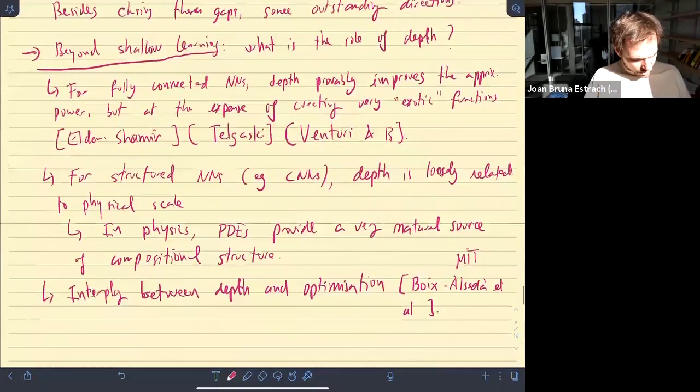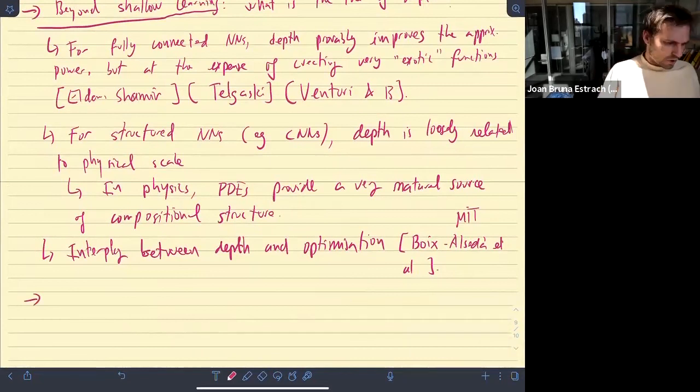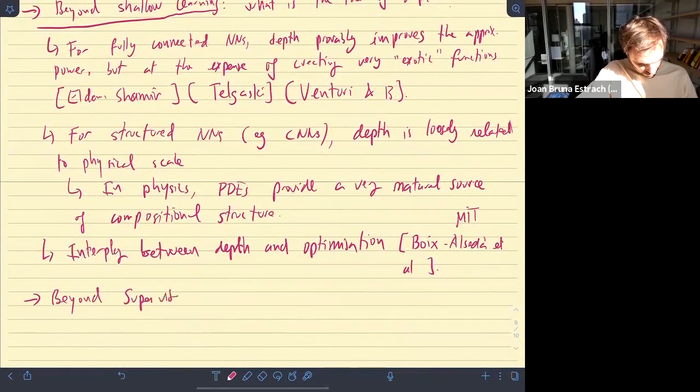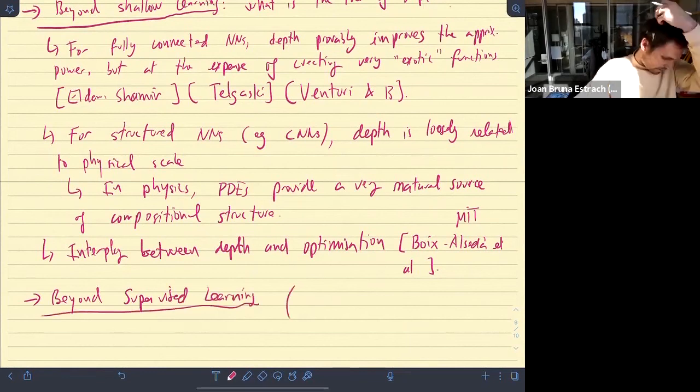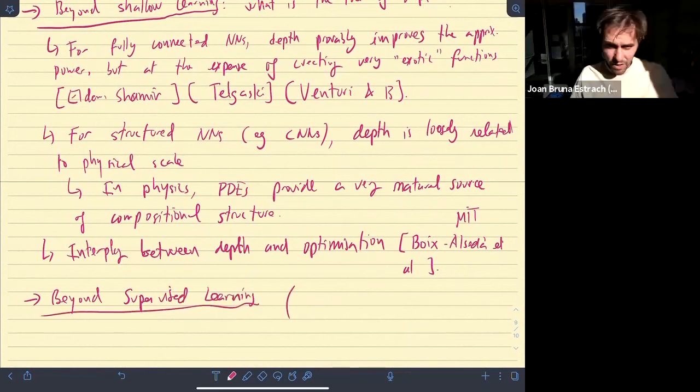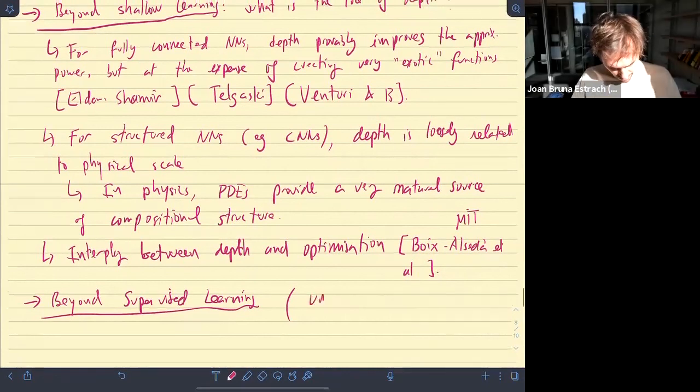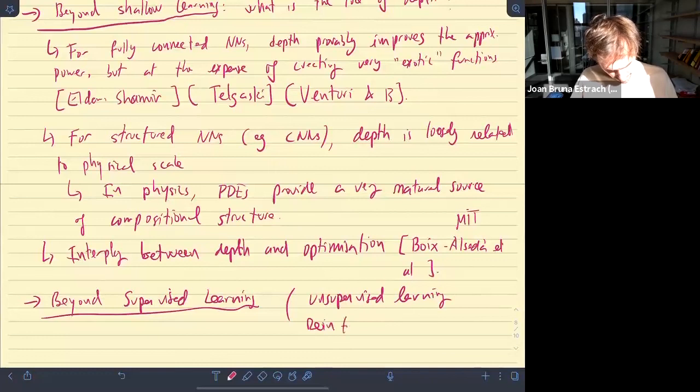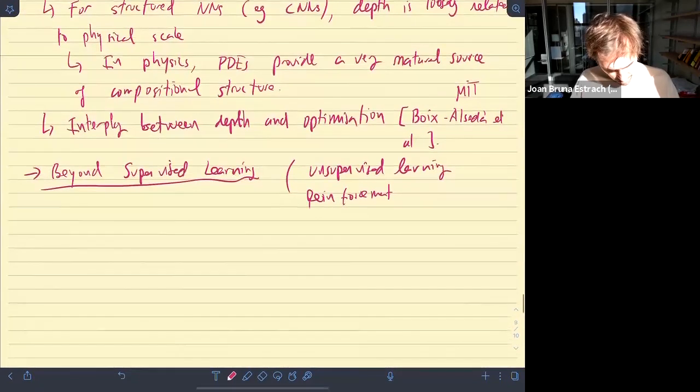Of course, this is for supervised learning, and there's a big world beyond supervised learning, right? There's a bunch of very interesting math to be understood beyond: unsupervised learning, reinforcement learning, and more recently, what you might call self-supervised learning.